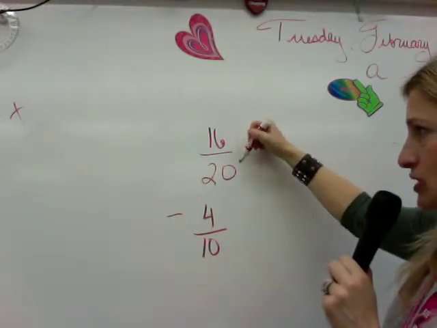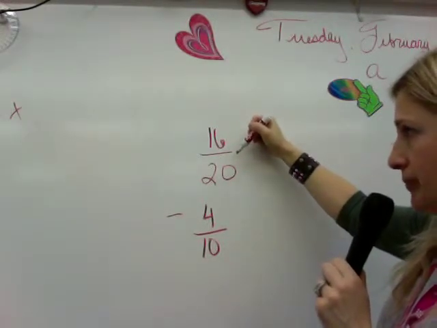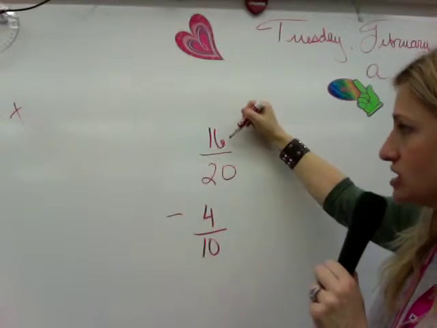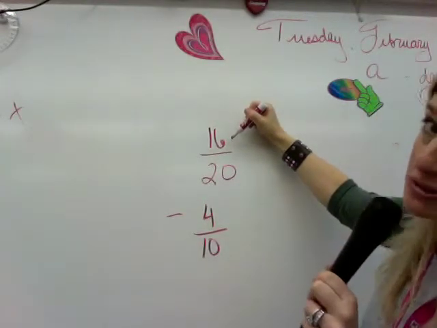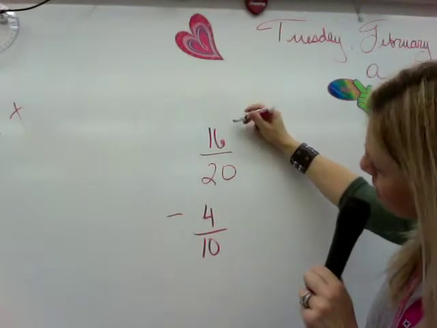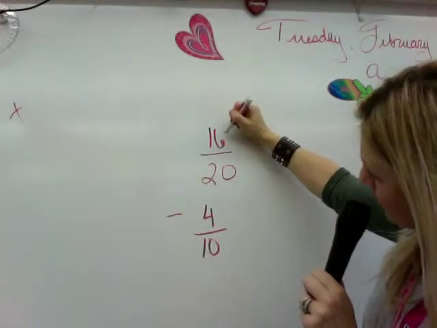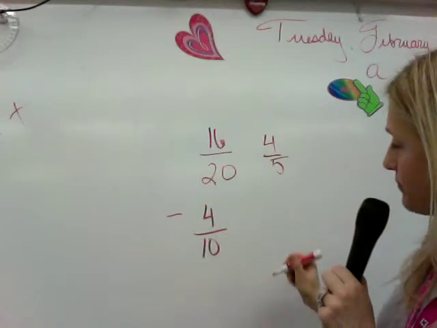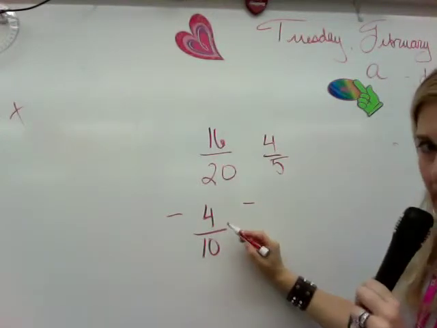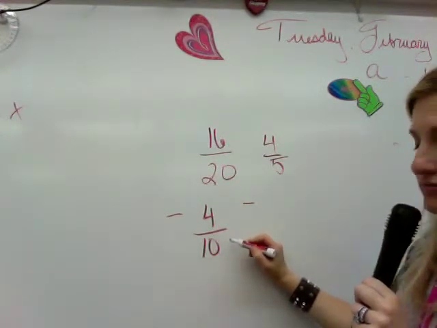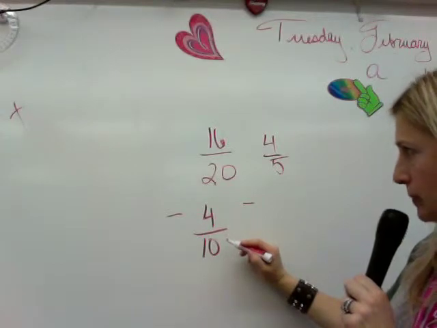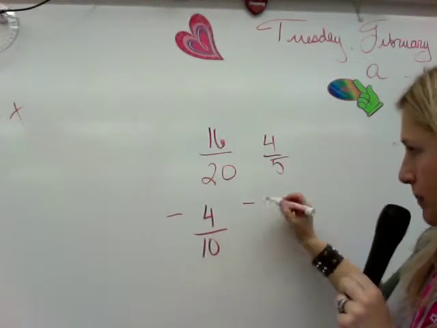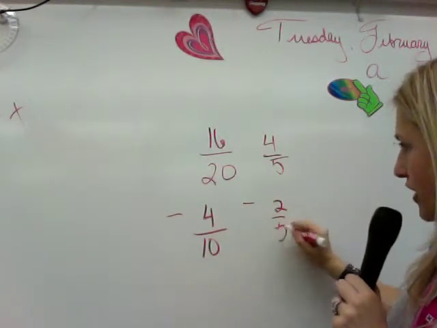But I'm going to see what number goes into both of these numbers evenly. So the highest number that goes into both of these evenly, 2 does, but it's not the highest. It's going to be 4. So if I divide that by 4 and that by 4, I get 4 over 5. I'm still subtracting. Now, what number goes into both of these evenly? They're both even. The hint's 2. If I divide that by 2 and that by 2, I get 2 over 5.